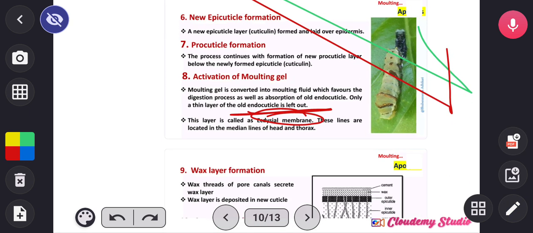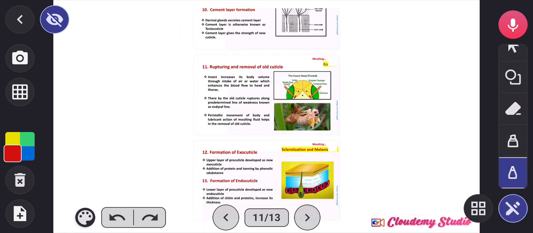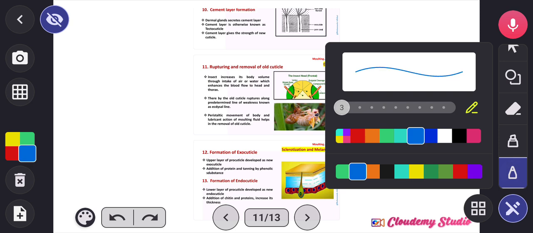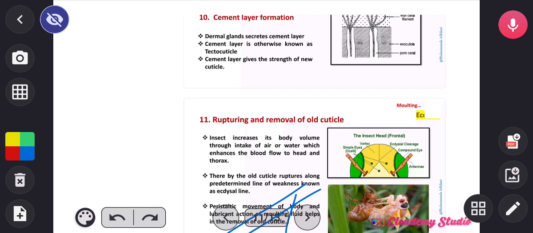Now, the wax layer is then being formed. Remember what a wax layer does? The wax layer thread of a pore canals secretes a wax layer, and this wax layer is deposited in the new cuticle. Now, the next thing is the formation of the cement layer.